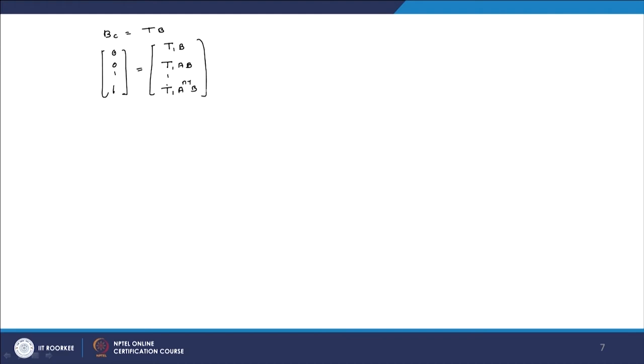Now, if you solve it, you will get t1 times b, a b, up to a raised to n minus 1 b, equal to 0 0 0 1, and hence this t1 equals 0 0 1 times the inverse of b a b and so on.